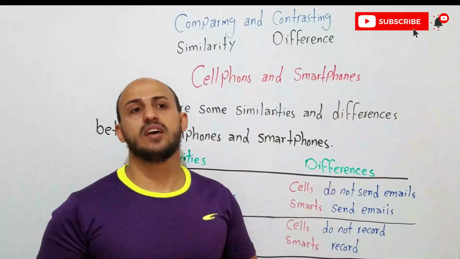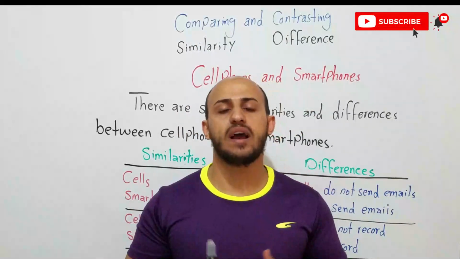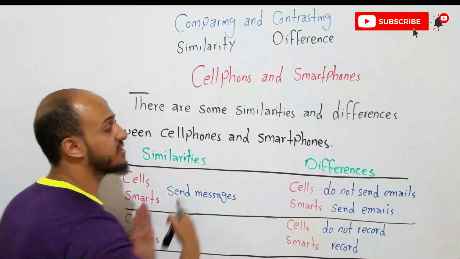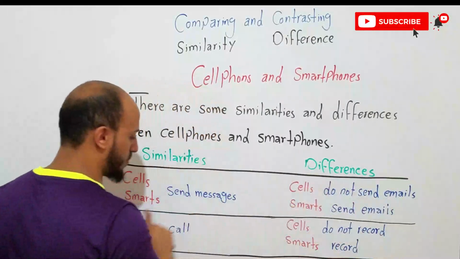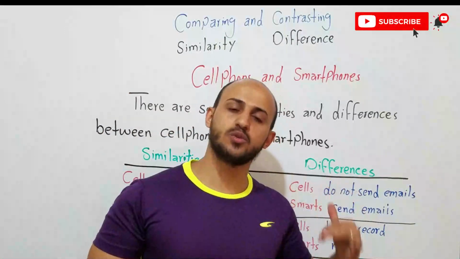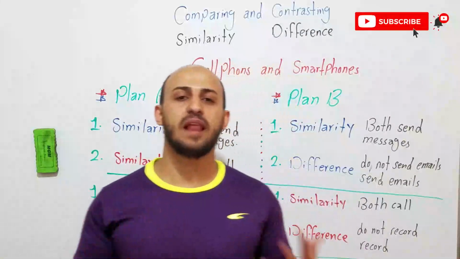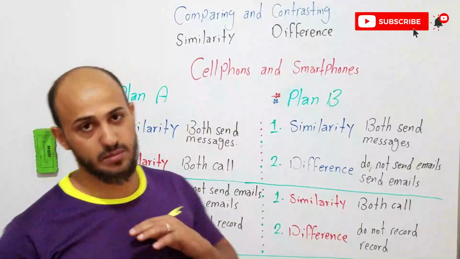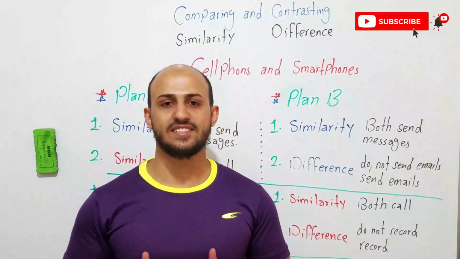Now we have plan A and plan B, how we order our writing. For example, you write similarities first, then differences, or you write one similarity and one difference together. This is plan A, plan B. I will show you now how we do them. Now let's talk about the plans, how we organize our paragraph. After you write your topic sentence, you have two ways to order your supporting sentences.